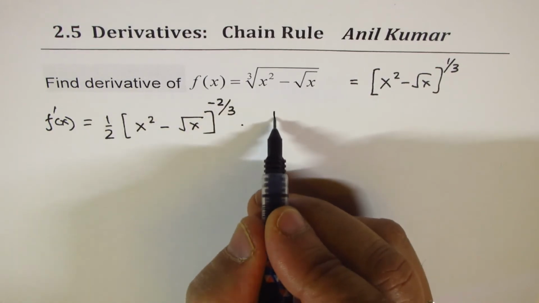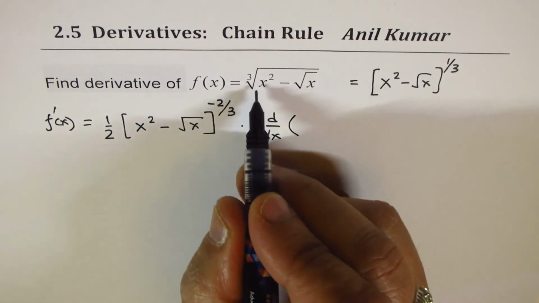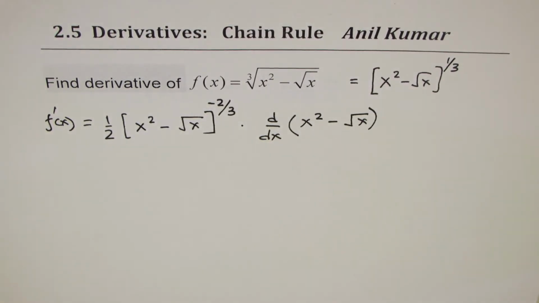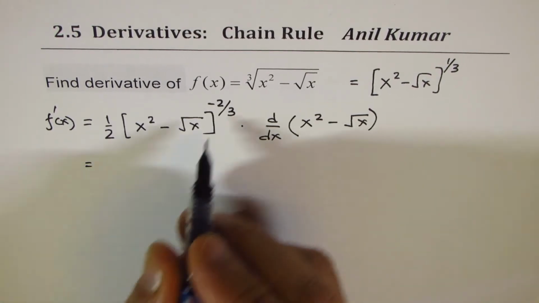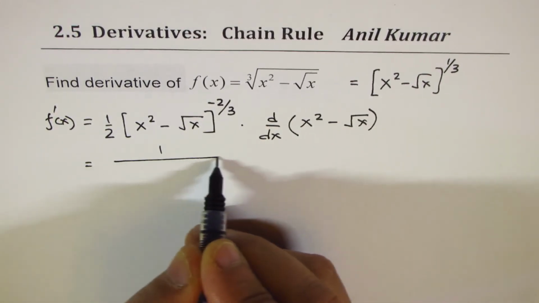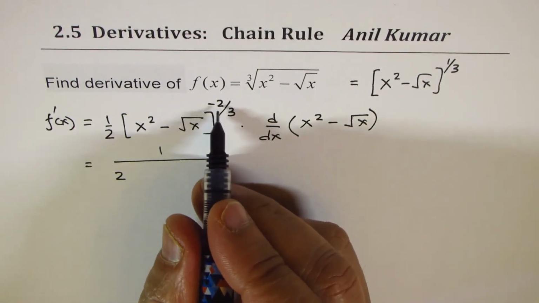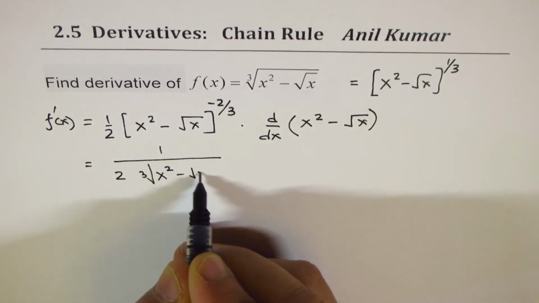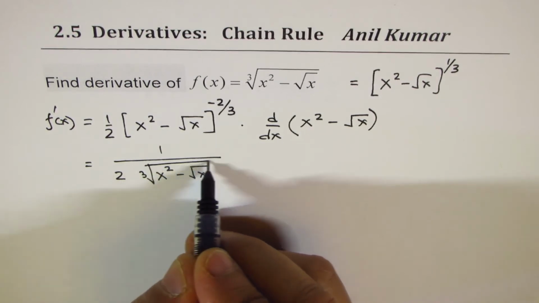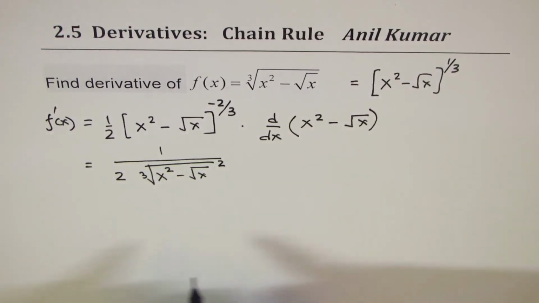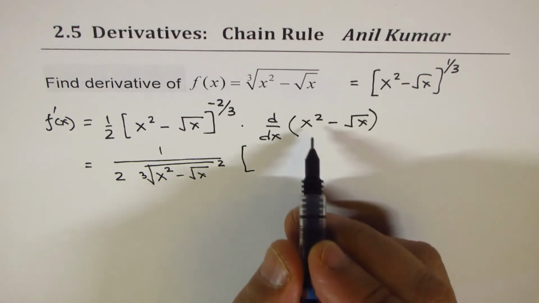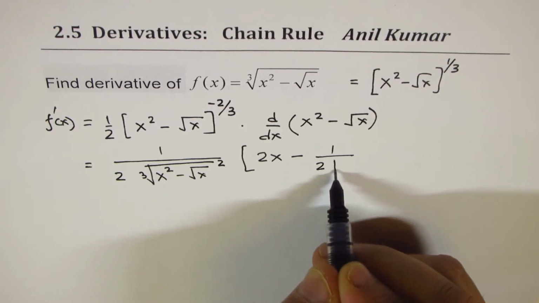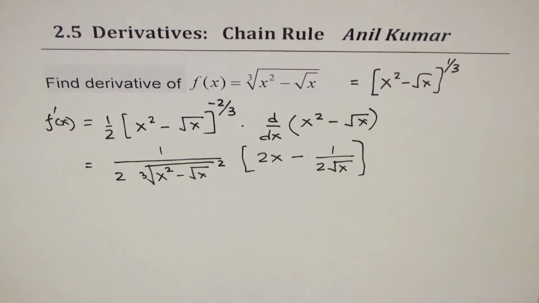Times the derivative of the inside function, which is d/dx of x squared minus square root of x. Perfect? That's the chain rule. Now we'll rewrite this as 1 over 3 times the cube root of x squared minus square root of x, whole squared. So we could write here, is it okay, times the derivative of this, which is 2x minus the derivative of this, 1 over 2 square root of x. So that is your answer.